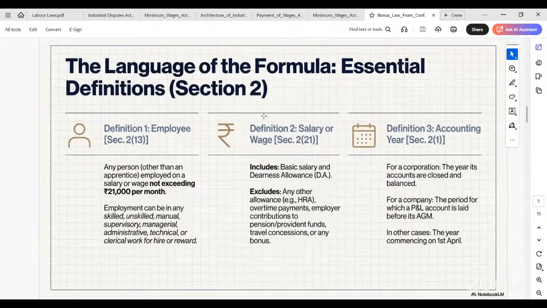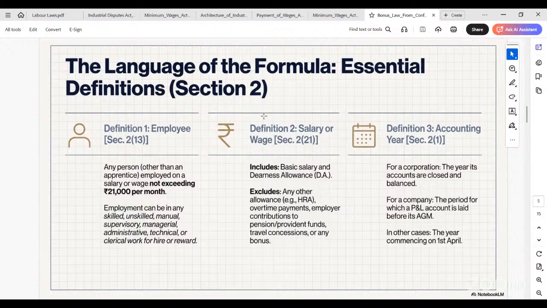Then this definition, as I told you, the definition is very important for reading any kind of act. So any person with a salary not exceeding 21,000 per month is eligible to get this bonus. Employment can be any skilled, unskilled, or semi-skilled manual, supervisory, administrative, technical, and clerical work for hire and reward. These are eligible, but their salary may not be more than 21,000.